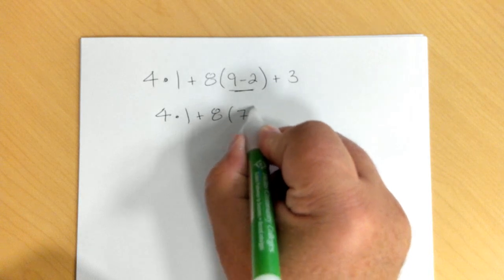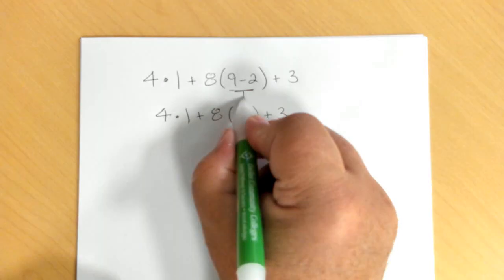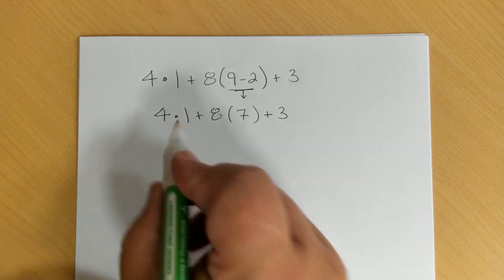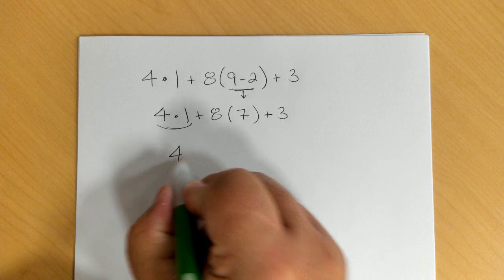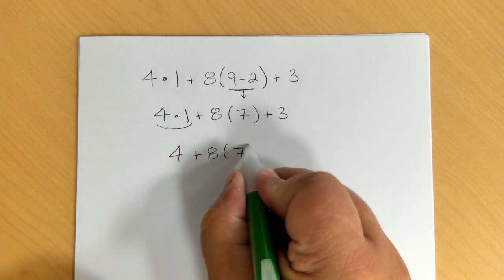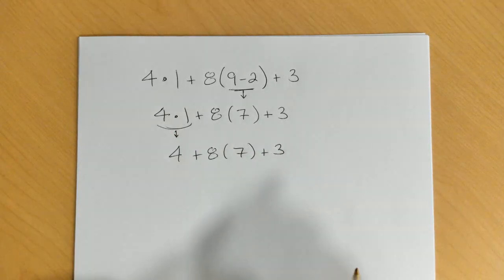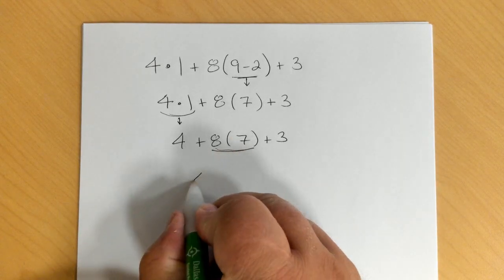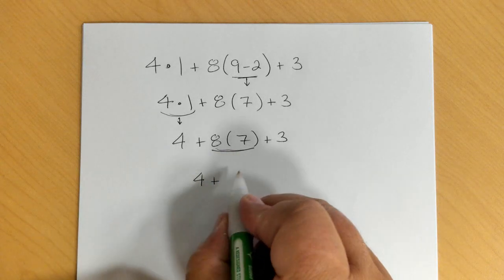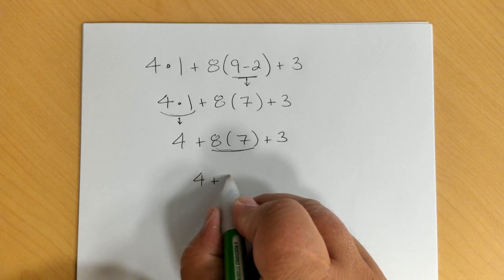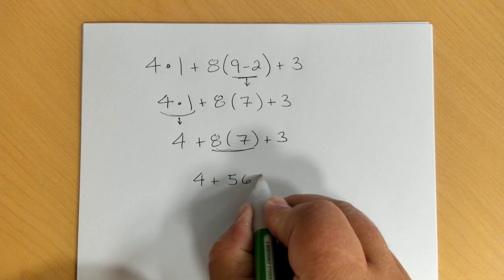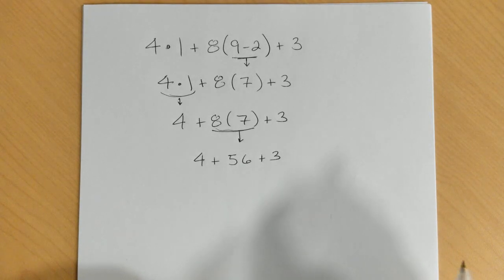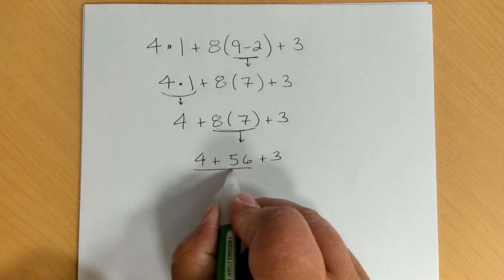Nine minus two is seven. Next step. Which one? Read left to right. So we do the first one. Four times one is four. Next step. Eight times seven is? Fifty-six. From here, it's left to right, so it's our addition. Four plus 56.